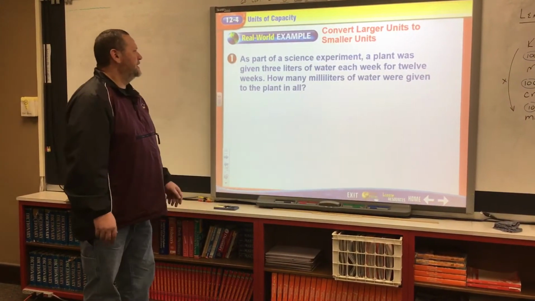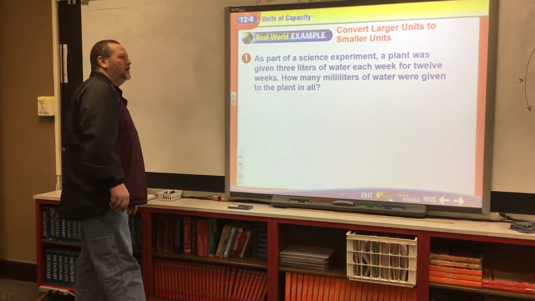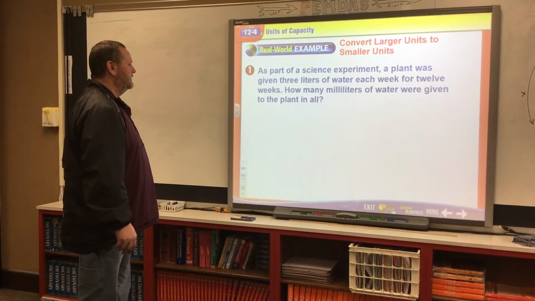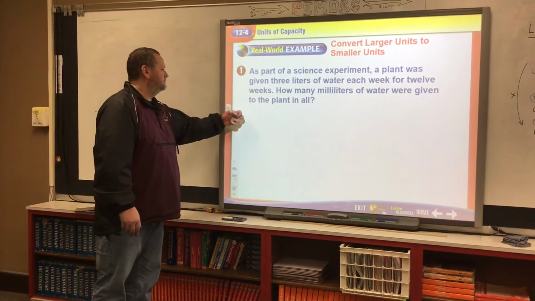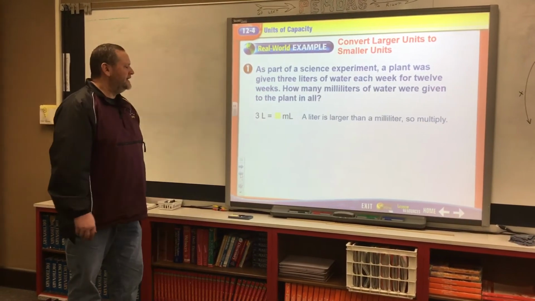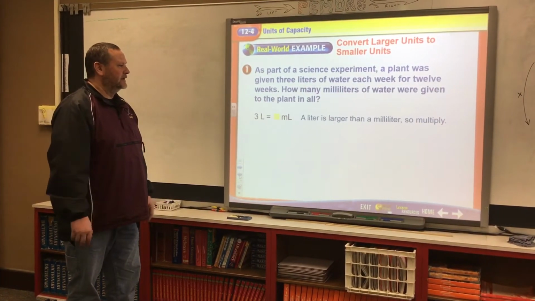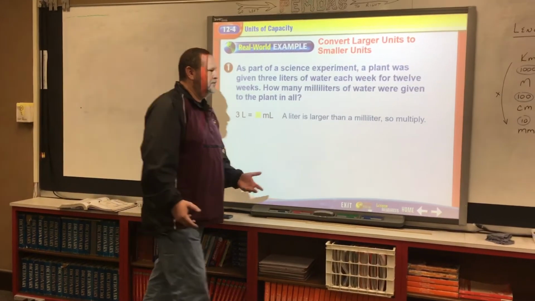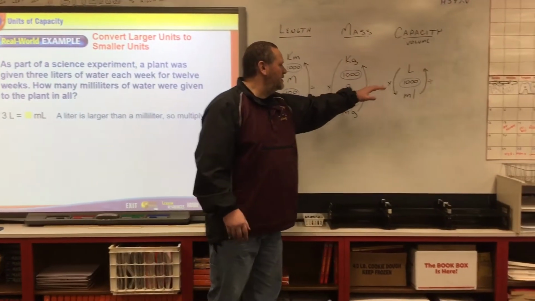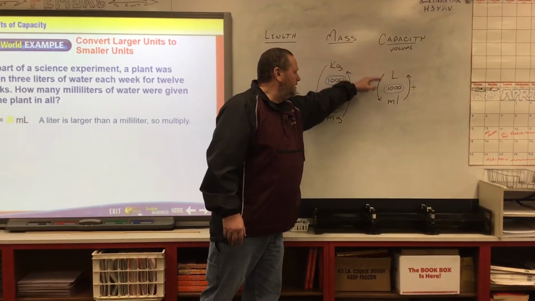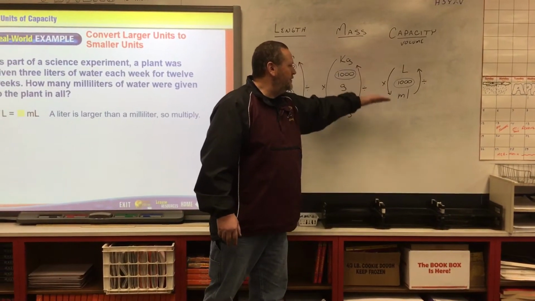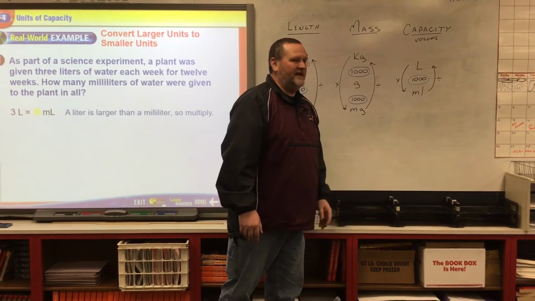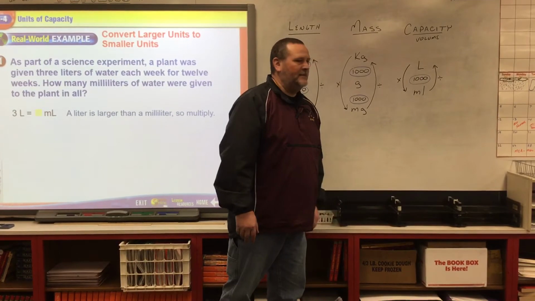As part of a science experiment, a plant was given 3 liters of water each week for 12 weeks. How many milliliters of water were given to the plant in all? Okay. So, 3 liters is equal to how many milliliters? A liter is larger than a milliliter, so you would multiply. Again, we have our charts over here, and in this case, you're going from a liter to a milliliter. Anytime you're going from a larger unit to a smaller one, you multiply. And you multiply whatever is in between. And since there's 1,000 milliliters in 1 liter, you'd multiply by 1,000.